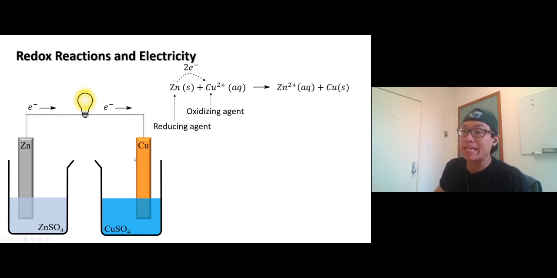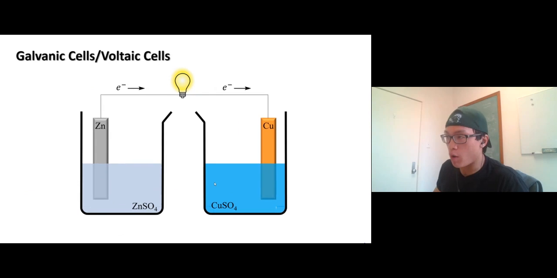This setup can generate electricity from the different reactivity according to the activity series. Copper is more reactive than zinc. We call this setup a galvanic cell, or voltaic cell. You will see the galvanic cell in a little bit more detail later. Okay, so we call this a galvanic cell. Let's look more closely at the galvanic cell and voltaic cell.